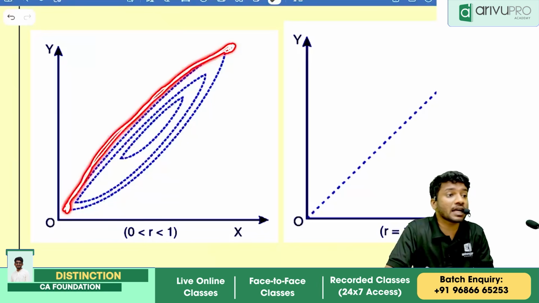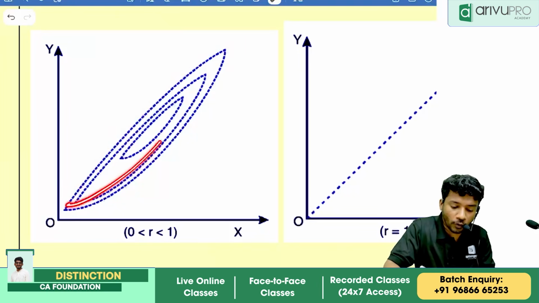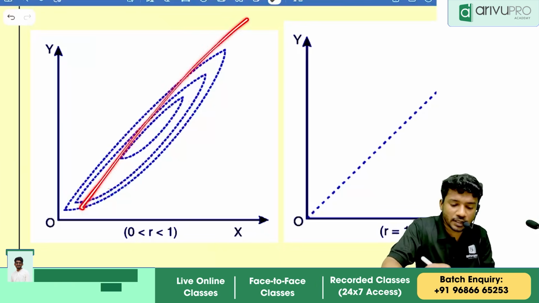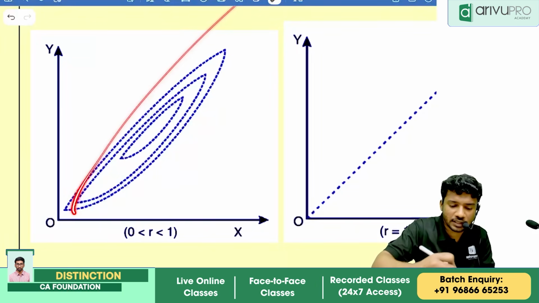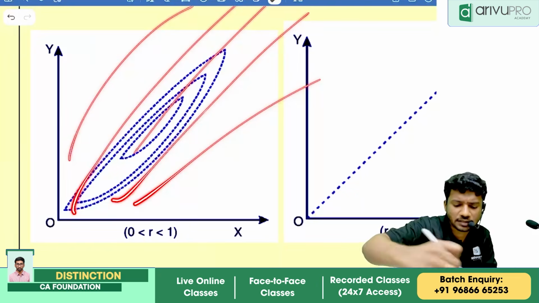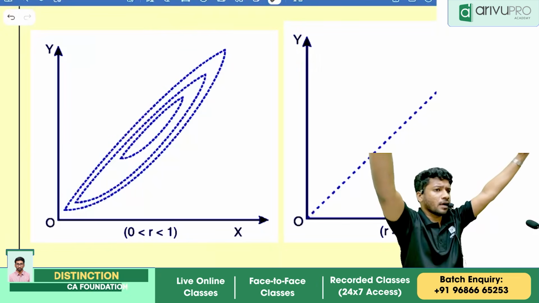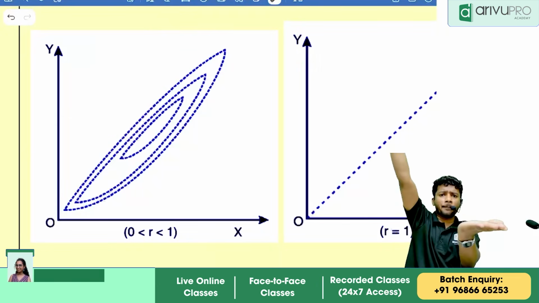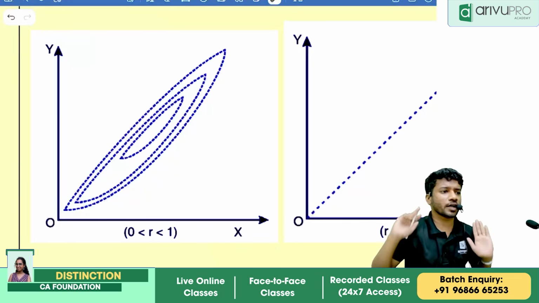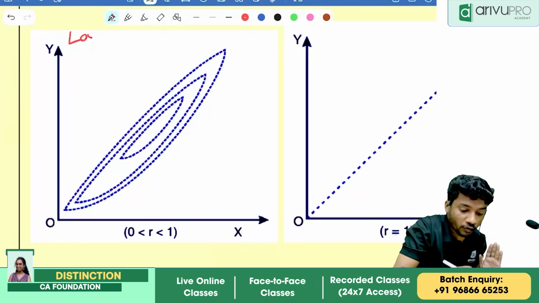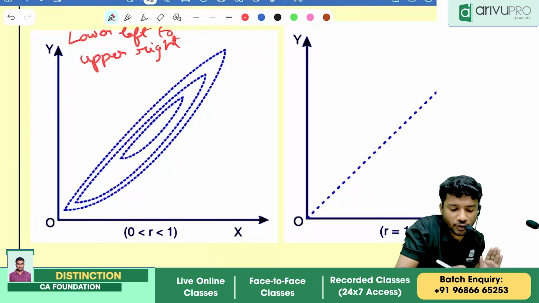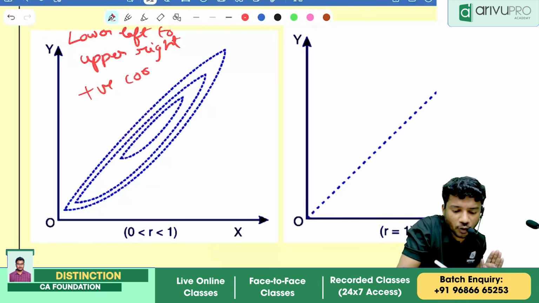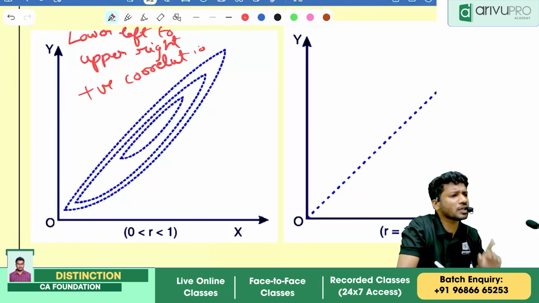So if you are drawing a graph like this, or like this, or like this, whatever it is, if it is from lower left to upper right, it is positive correlation. Remember that. Lower left to upper right. What type of correlation? Positive correlation. Very easy. 1 mark you will get.